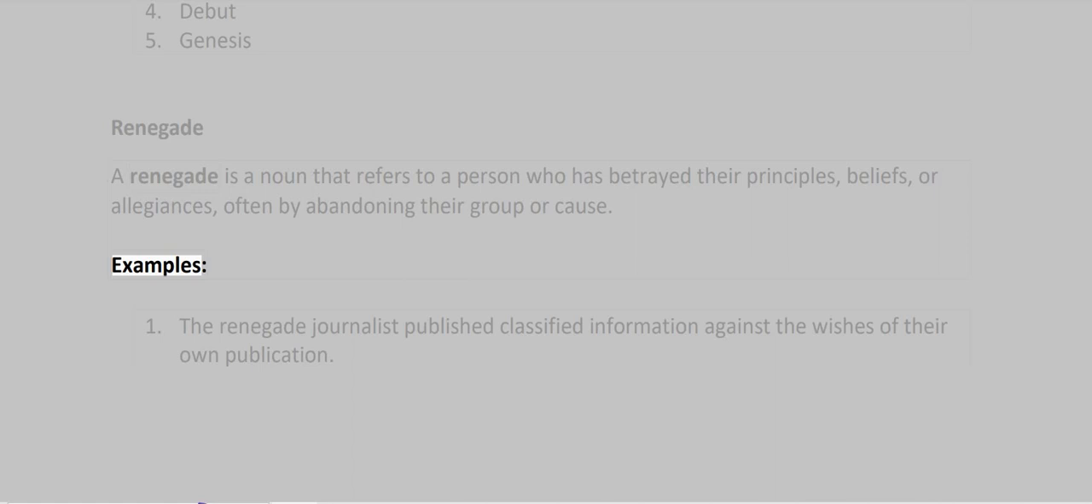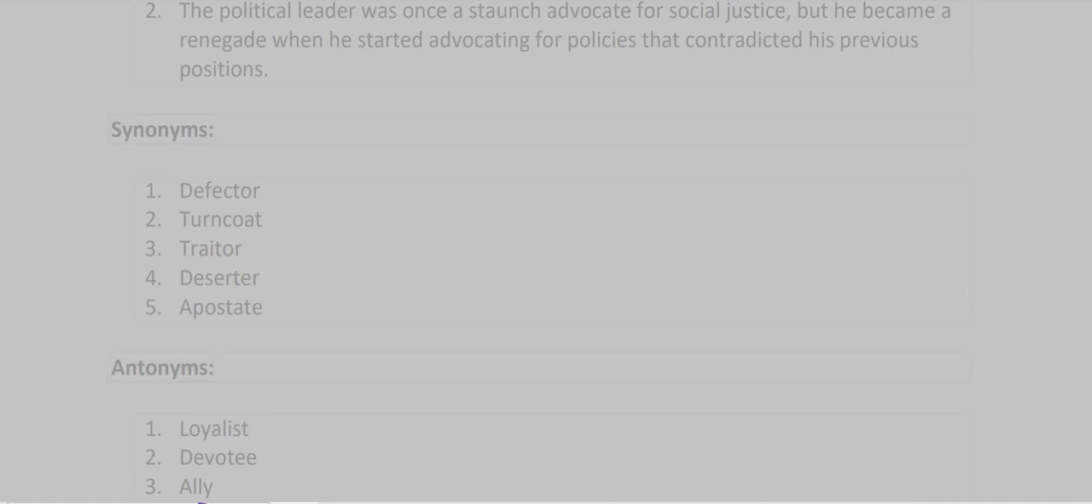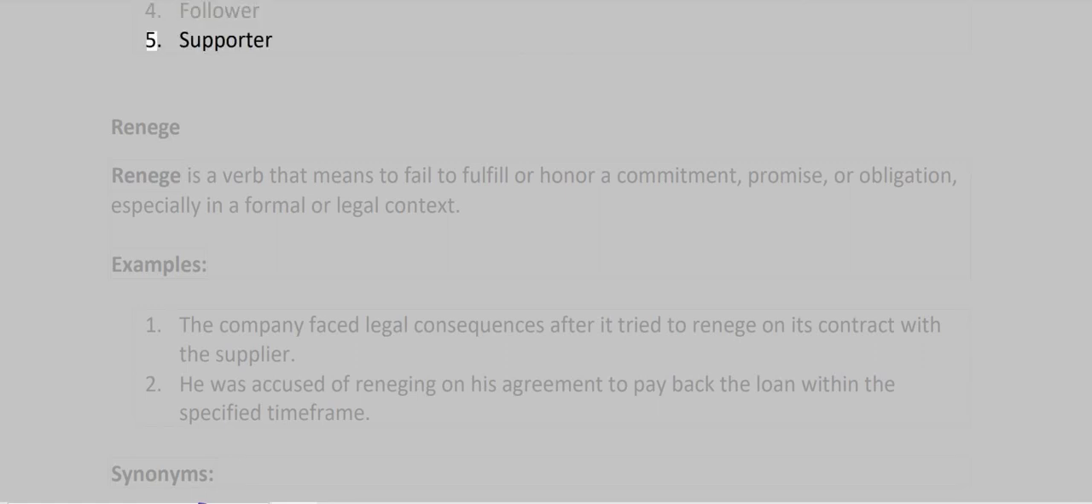Examples. 1. The renegade journalist published classified information against the wishes of their own publication. 2. The political leader was once a staunch advocate for social justice, but he became a renegade when he started advocating for policies that contradicted his previous positions. Synonyms. 1. Defector 2. Turncoat 3. Traitor 4. Deserter 5. Apostate. Antonyms. 1. Loyalist 2. Devotee 3. Ally 4. Follower 5. Supporter.